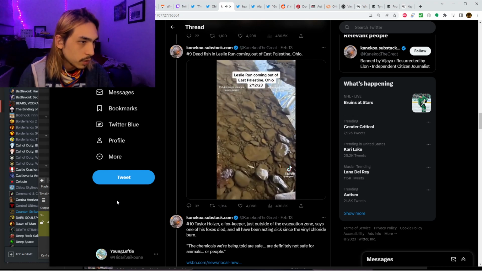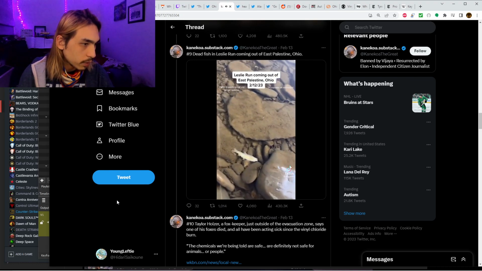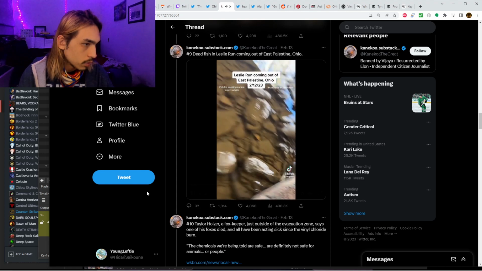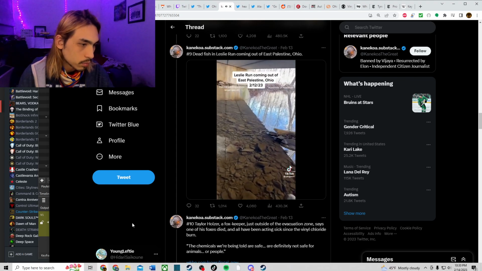Yeah, this is not gonna kill humans probably, but who knows what kind of health effects it's gonna have. I mean, these are minnows. I mean, they are in our streams.